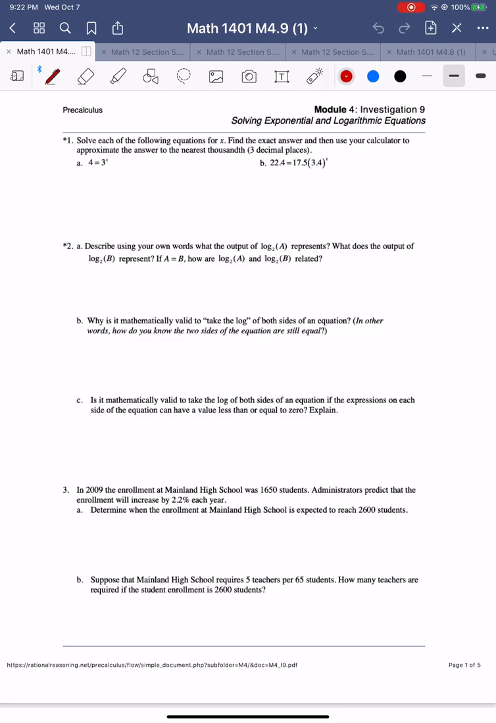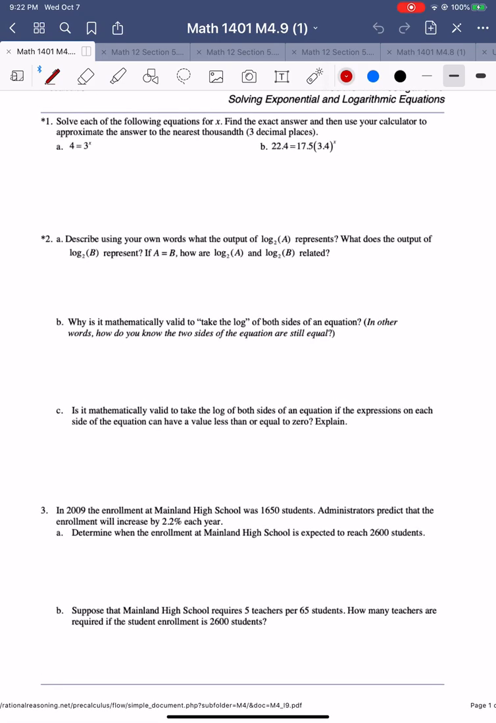This is the module for investigation 9, solving exponential and then logarithmic equations. Okay, so I want to show you how to do this. Number one, solve each of the following equations for x. Find the exact answer and then use your calculator to approximate the answer to the nearest thousandth, which is 3 decimal places.